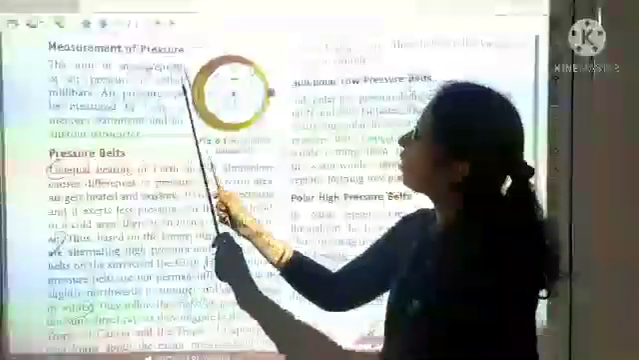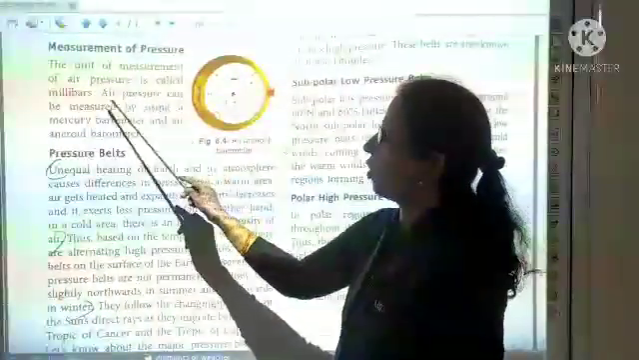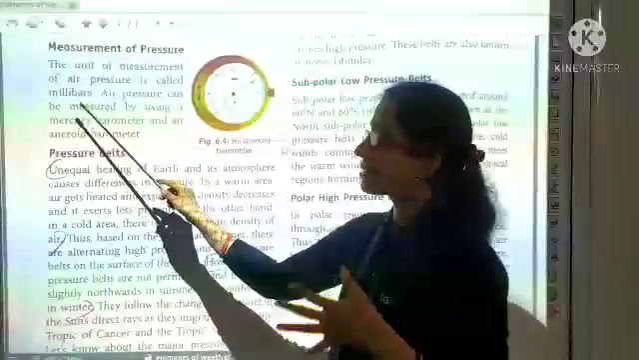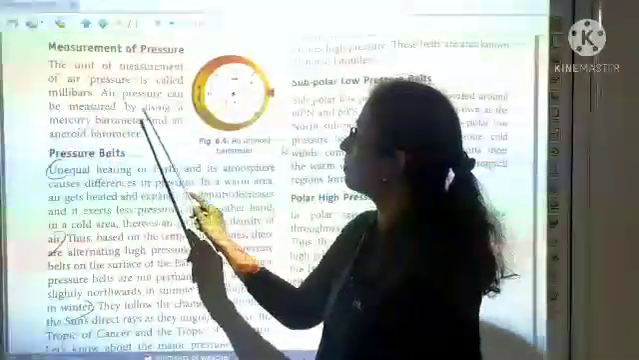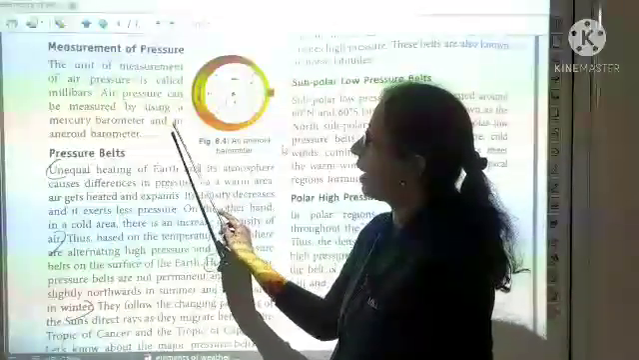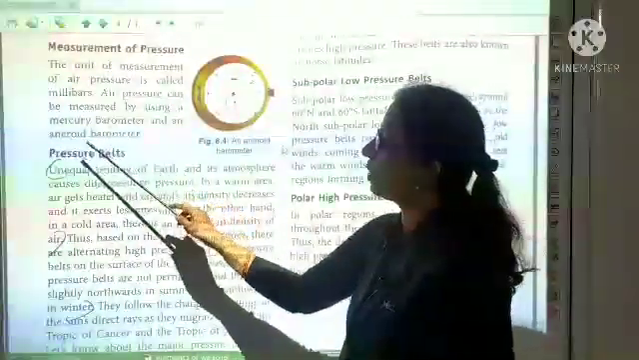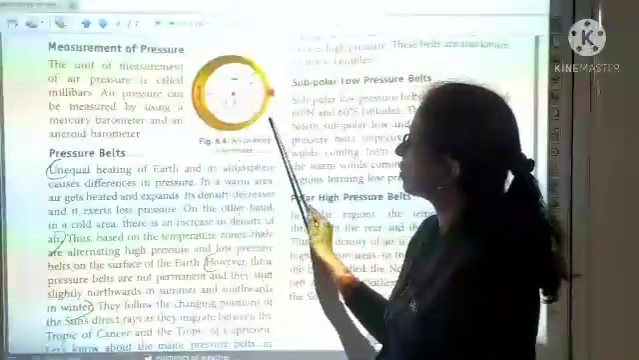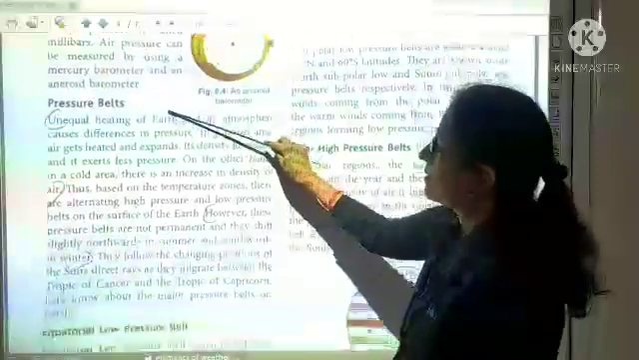Yes, measurement of pressure. The unit of measurement of air pressure is called millibars. Millibars is the unit of measurement of air pressure. Air pressure can be measured by using a mercury barometer and an aneroid barometer. ये जो है mercury barometer, aneroid barometer, जो ये आप पिक्चर में देख रहे हो, इससे we can measure the air pressure. Pressure belts.